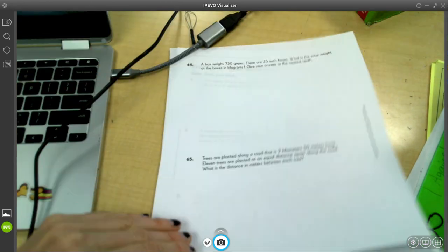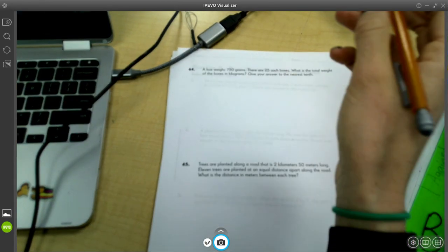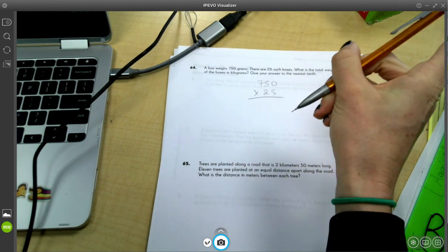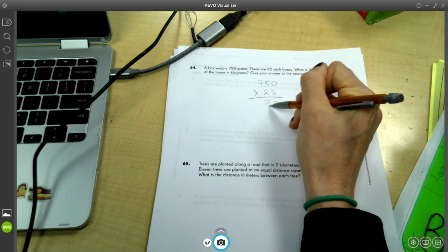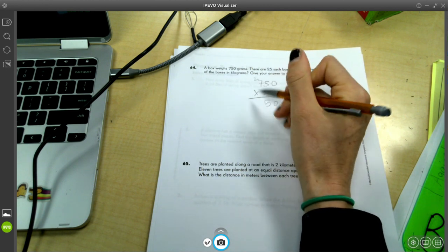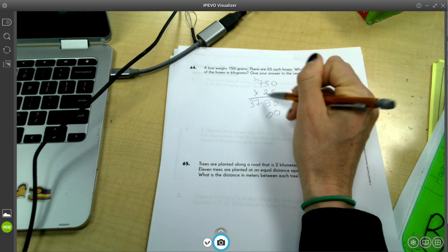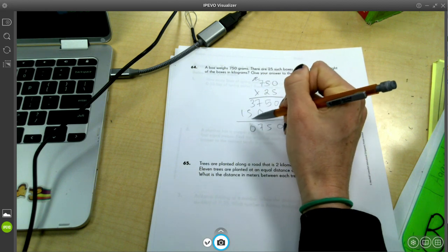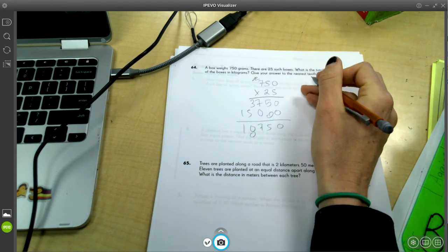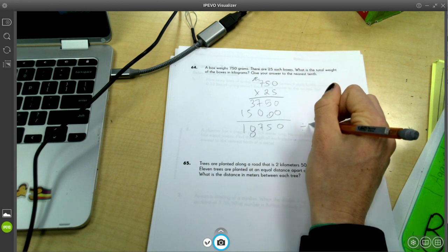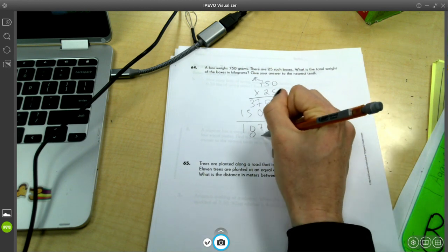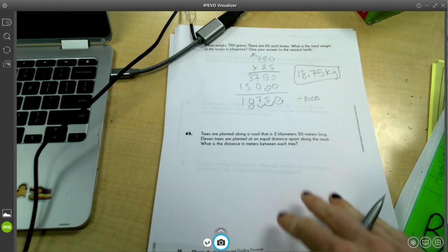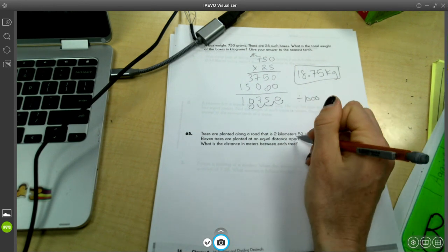All right. A box weighs 750 grams. There are 25 such boxes. What is the total weight? 750 times 25 is 18,750 grams, divided by 1,000, 1, 2, 3, 18.75 kilograms.